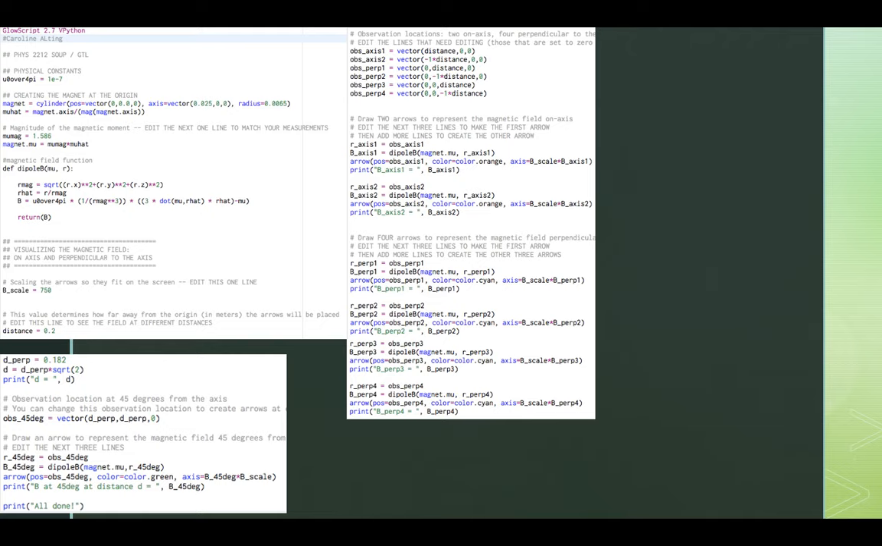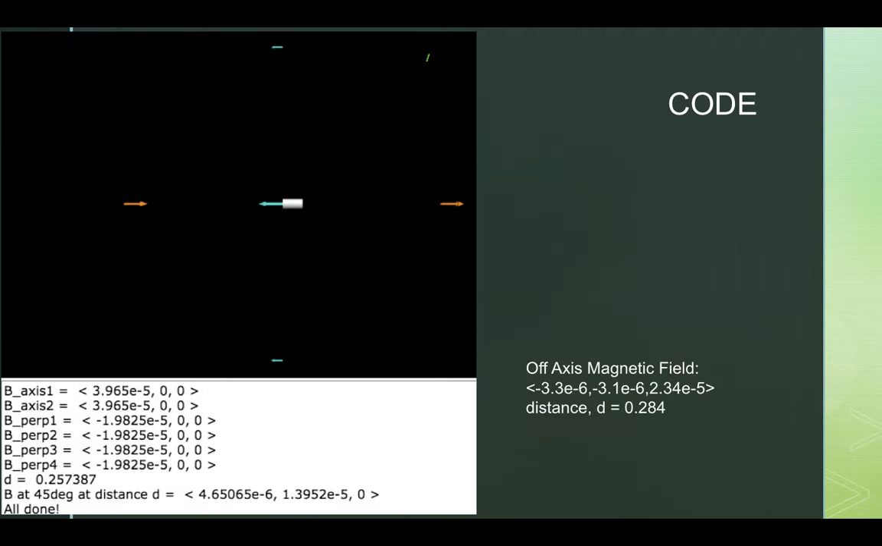This is my computational model for the off-axis magnetic field. We can find the arrows using the equation shown previously, and this is a visual of my code. The cyan arrows are the on-axis magnetic field, and the orange arrows are the off-axis magnetic field, and this is shown by the vector here, and we found that the distance is equal to 0.284, which compared to the computational model is similar.